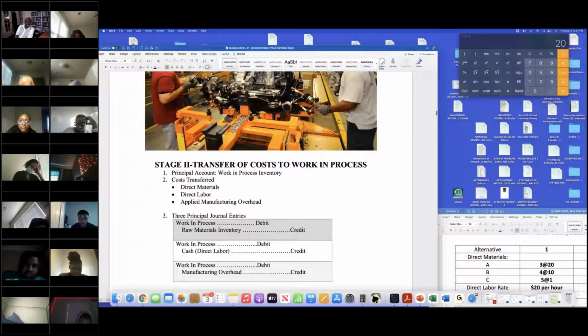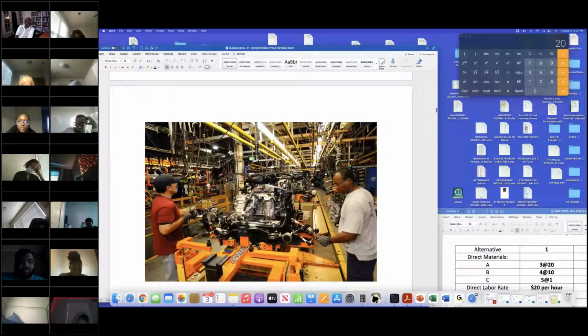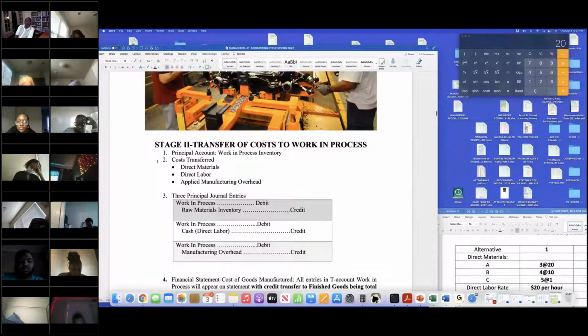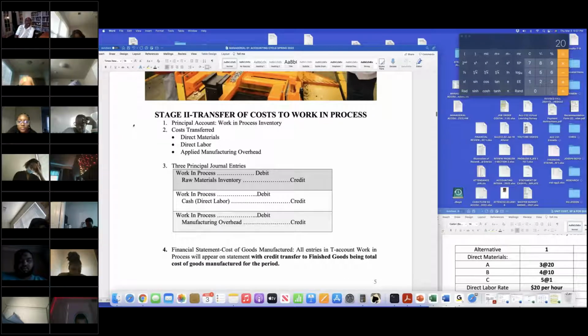Then you got to estimate your overhead. So the overhead, see all this stuff around, you know, the machines, the taxes, the light utilities, all this other stuff, other than the raw materials and the workers, that's overhead. And that's part of the cost. So all three costs are made. So these are the journal entries. They always look like this. It just may be more than one when we have more than one raw material.